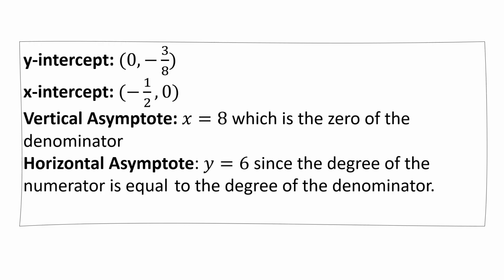So simplifying our answers, we have y-intercept is 0, negative 3, 8. Our x-intercept is negative 1 half, 0. The vertical asymptote is x equals 8, which is the 0 of the denominator, and the horizontal asymptote is y equals 6, since the degree of the numerator is equal to the degree of the denominator.